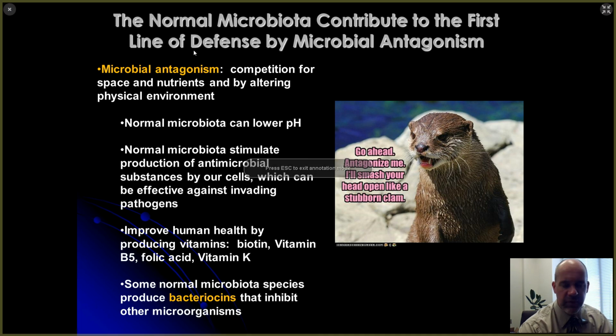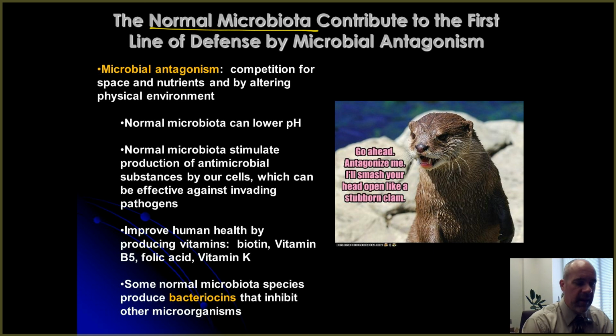All right, and just one more time, we've talked about this many times this semester, but your normal microbiota help your first lines of defense. You have normal microbes on your skin all over the place, and along some of your mucous membrane linings. And one of the main ways they do that is through microbial antagonism. If they're there, they're taking up space, they're competing for nutrients, moisture, things like that. And by doing that, they're hopefully preventing pathogenic microbes from overgrowing in that environment.